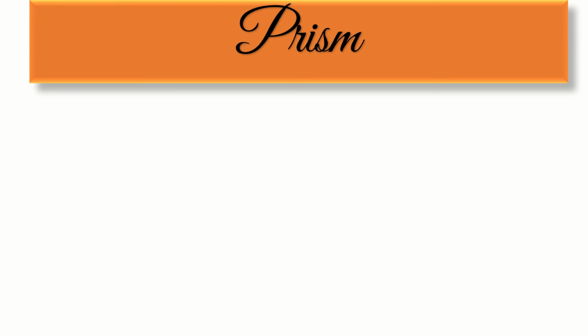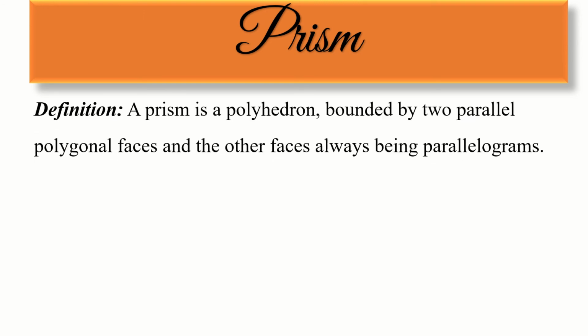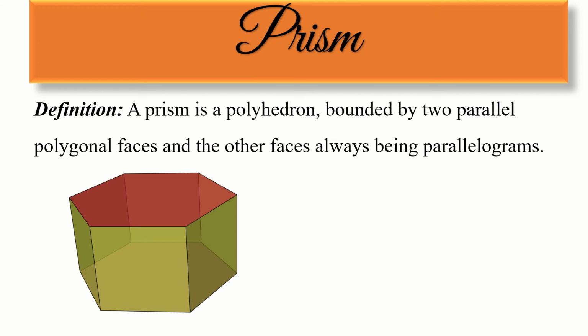At first, we have to know the definition of prism. The definition of a prism is a polyhedron bounded by two parallel polygonal faces and the other faces always being parallelograms. Follow the figure. Here are a huge number of faces, that is top face, bottom face, lateral face or surface, etc.